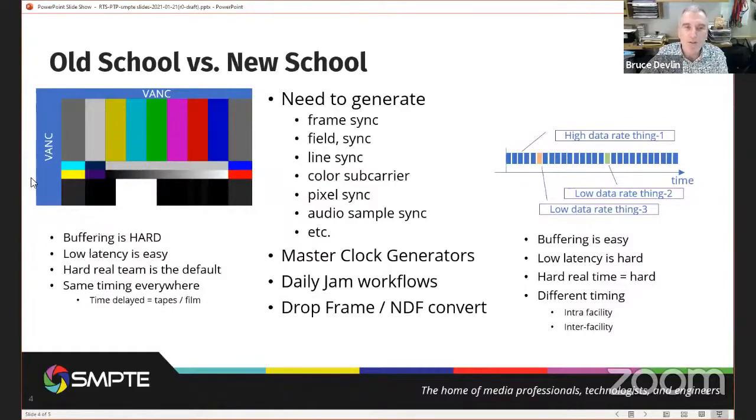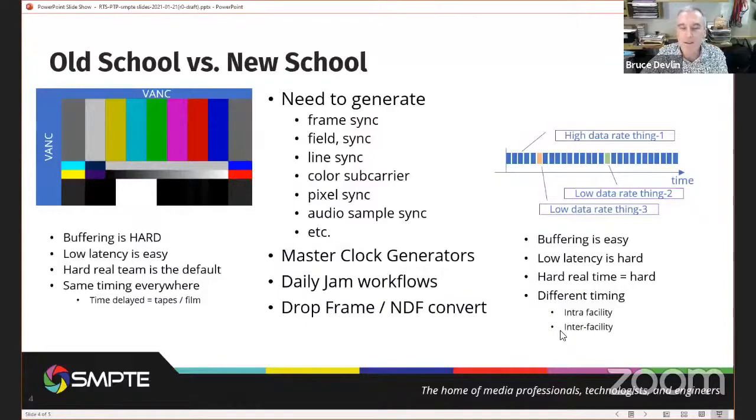And remember, we were going from an environment where buffering was really hard. Low latency was really easy. Hard real time is what we had. And everything everywhere had the same timing, to the extent where there were all sorts of interesting synchronization systems for all the transmitters up and down the country, which were all beautifully synchronized to each other for terrestrial TV.